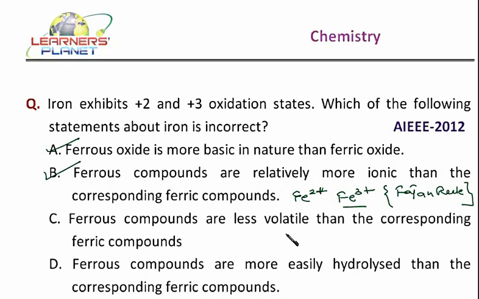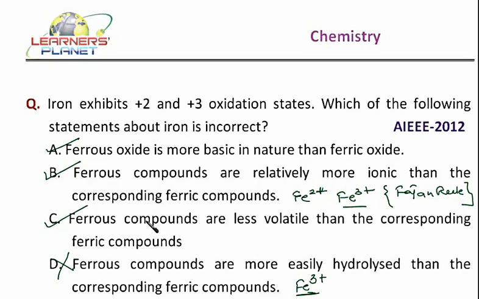Ferrous compounds are less volatile than corresponding ferric compounds. This is also the fact and it is correct. Now the last option is, ferrous compounds are more easily hydrolyzed than the corresponding ferric compounds. No, this is not the case. Here, ferric compounds are more easily hydrolyzed than ferrous compounds. Right? So remember, ferric compounds are more easily hydrolyzed than ferrous compounds because of the more positive charge.